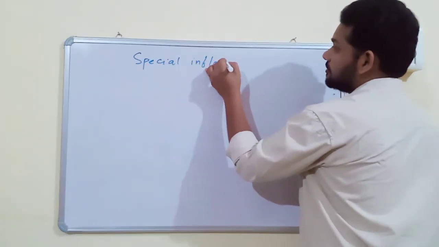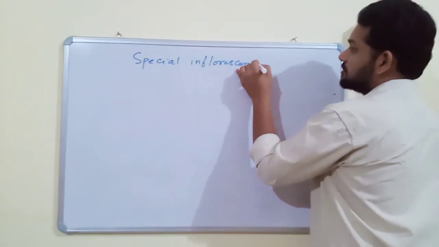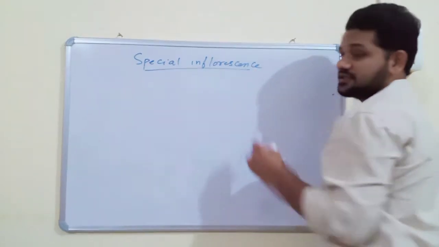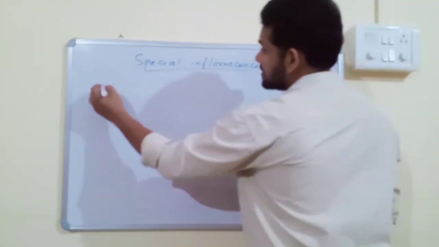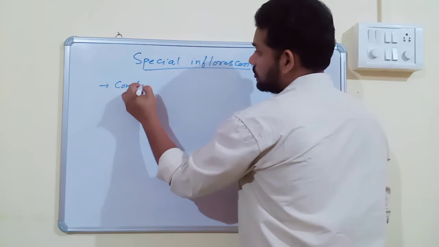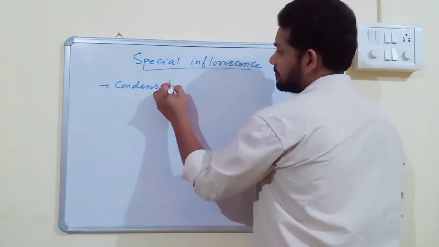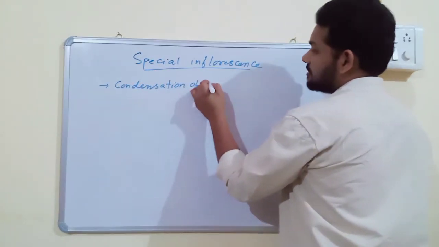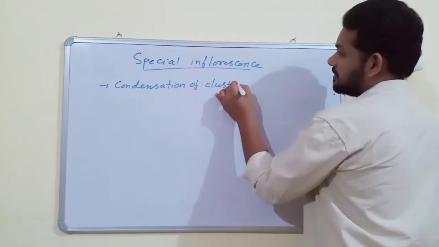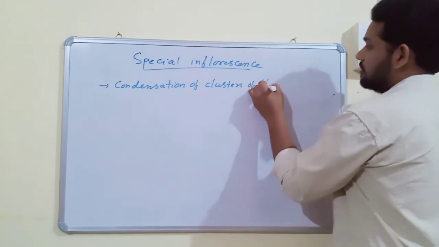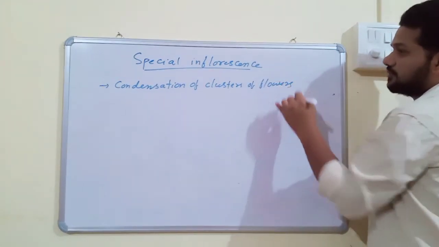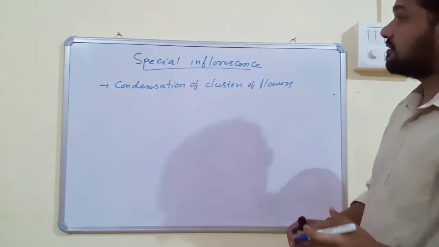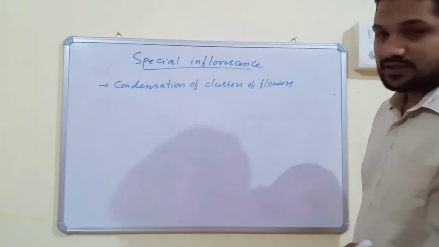The special inflorescence is developed due to condensation of clusters of flowers, or groups of flowers. If a group of flowers condense to form a special kind of inflorescence, then it is called special inflorescence.